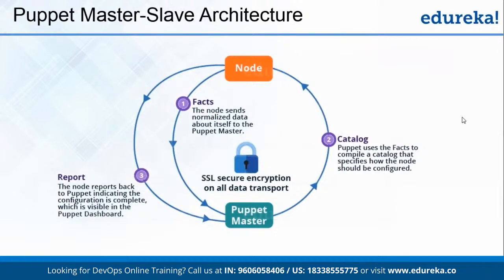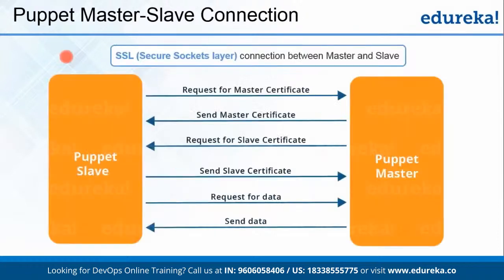Alright guys, so we'll move forward and we'll see how actually the connection between the Puppet master and Puppet node happens. So this is how Puppet master and slave connection happens. First of all, the Puppet slave requests for the Puppet master certificate. Once Puppet master receives that request, it will send the master certificate. And once Puppet slave has received the master certificate, Puppet master will again send a request to the slave regarding its own certificate. So it will request the Puppet agent to send its own certificate. The Puppet slave will generate its own certificate and send it to Puppet master.